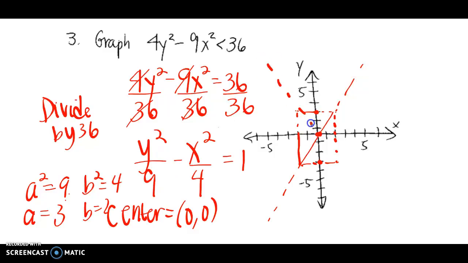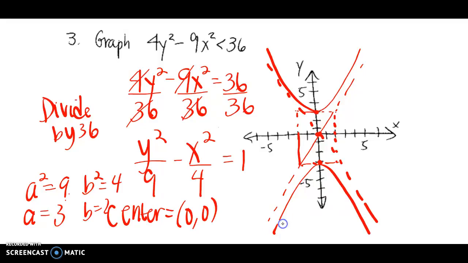Here's your asymptote, and it's going to look about like that. Oh wait, it should have been dotted, my bad. Because it's a strict inequality, that's why it's dotted. You guys all see that?